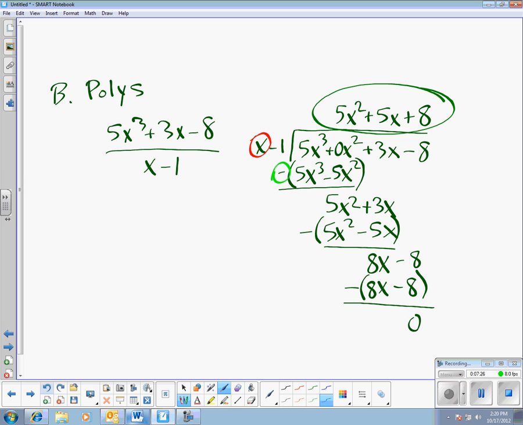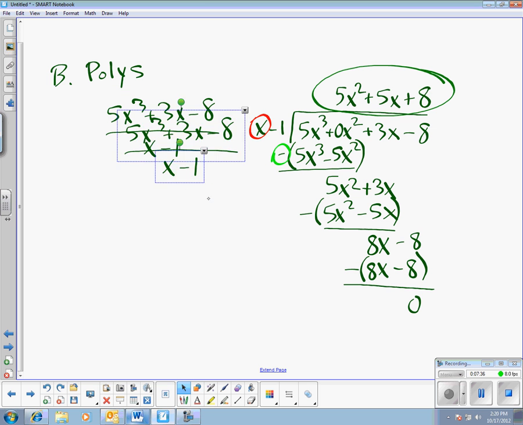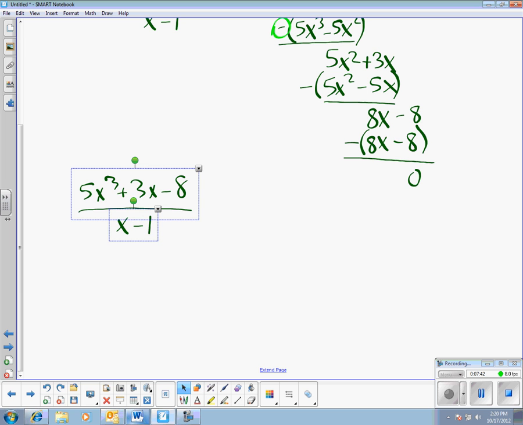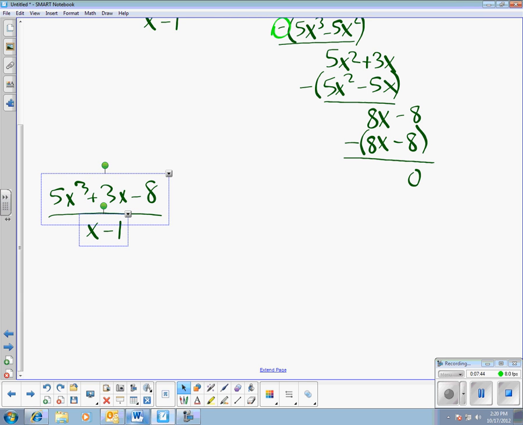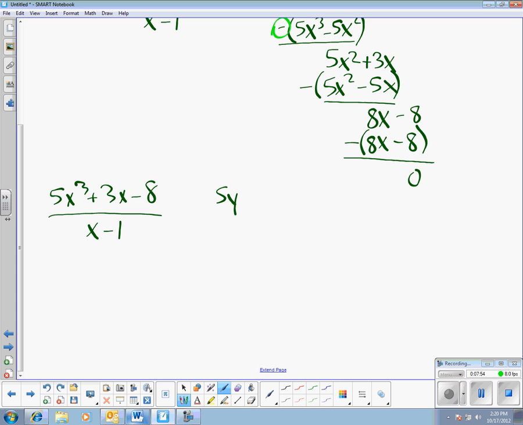One more thing to help speed this up when possible. Let's take that same problem and not flip it around and drag it down, and do it a little bit faster way. Now, this only works if you have on the bottom x, 1x plus or minus a number. This is called synthetic division.